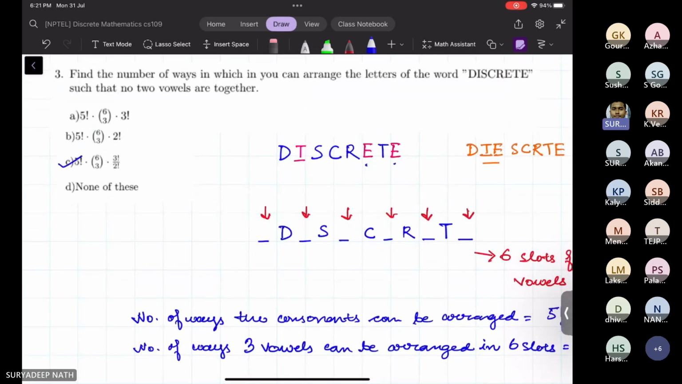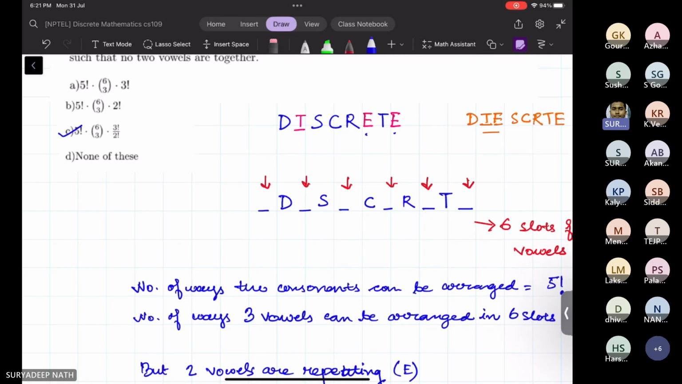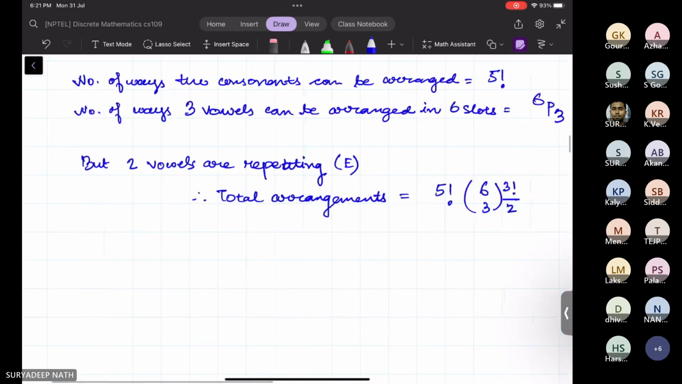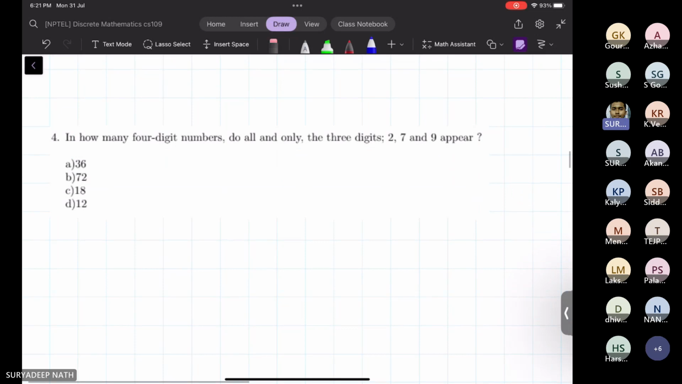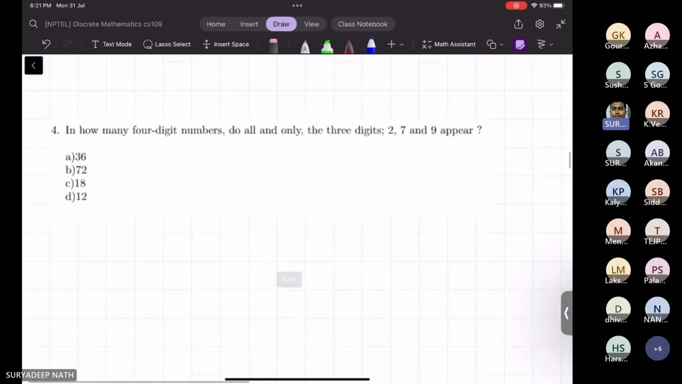Does anyone have a doubt with this question? Okay. I guess we can move on to the next question. Okay. So coming to the fourth question.